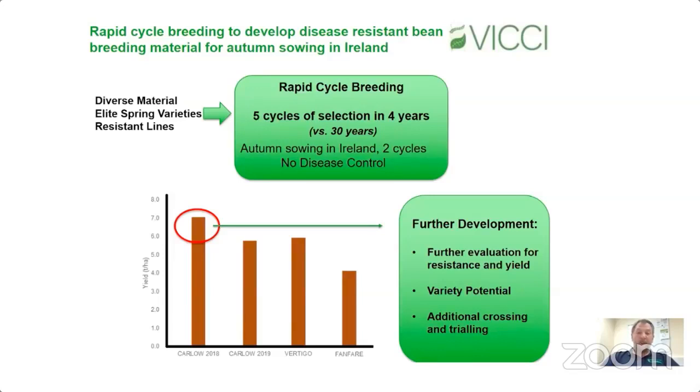And we performed 5 rounds of crossing and selection over 4 years, including 2 rounds in the field conditions in Ireland, trying to combine yield under disease pressure. We call this rapid cycle breeding.